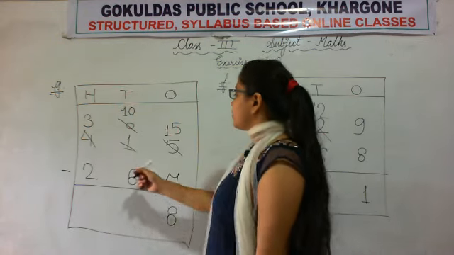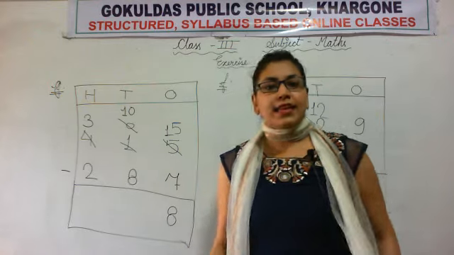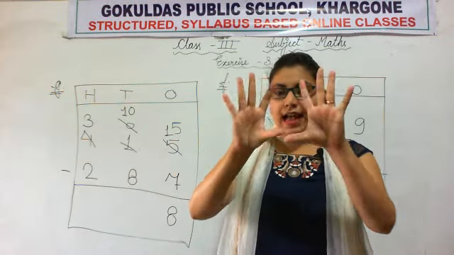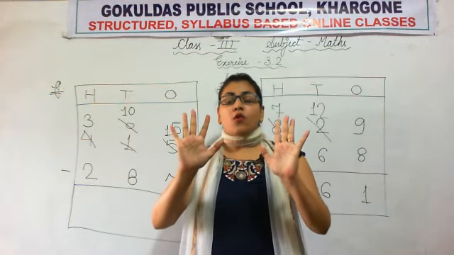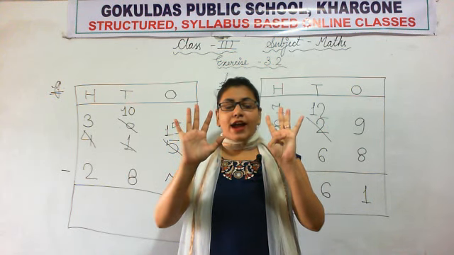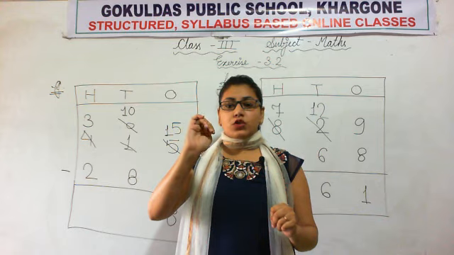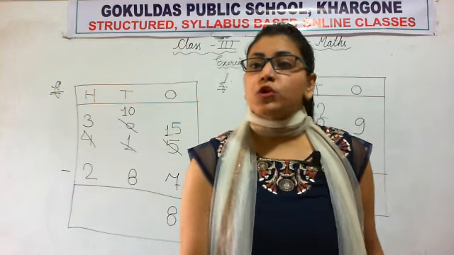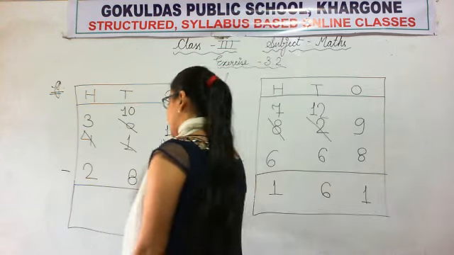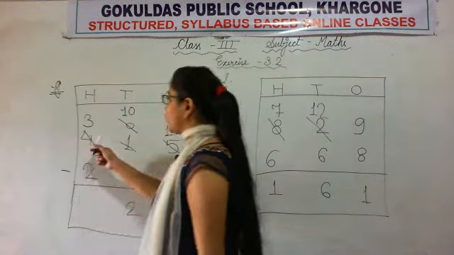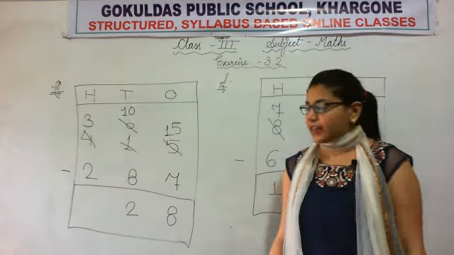So now can we remove 8 from the 10? Yes, we can remove. So these are the 10 fingers. Now remove 8 from it. 1, 2, 3, 4, 5, 6, 7, 8. Now these 2 fingers are left. These 2 fingers mean the number 2. Okay. Now moving towards the last column, that is hundreds column.